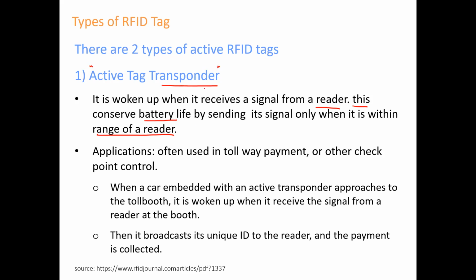And the application is obvious for tollway payment, as I mentioned before. When the car embedded with the active transponder approaches or gets close to the toll booth, it is woken up and receives the signal from the reader at the booth. Then it broadcasts its unique ID to the reader and the payment is collected. After that, it goes to sleep mode.